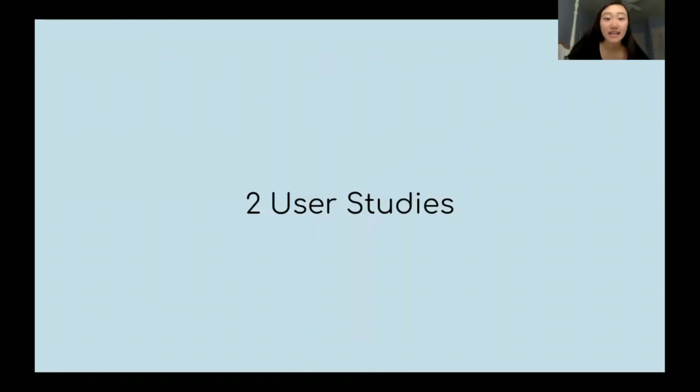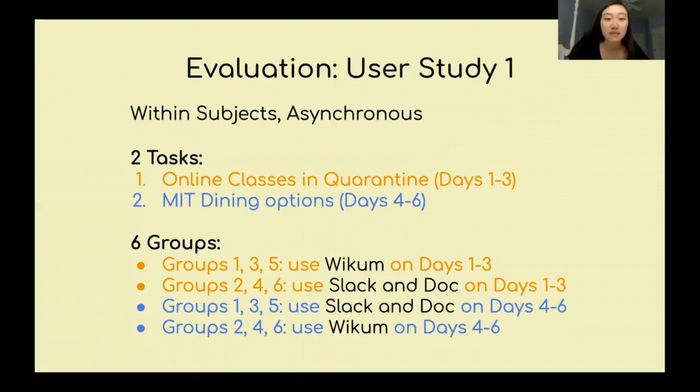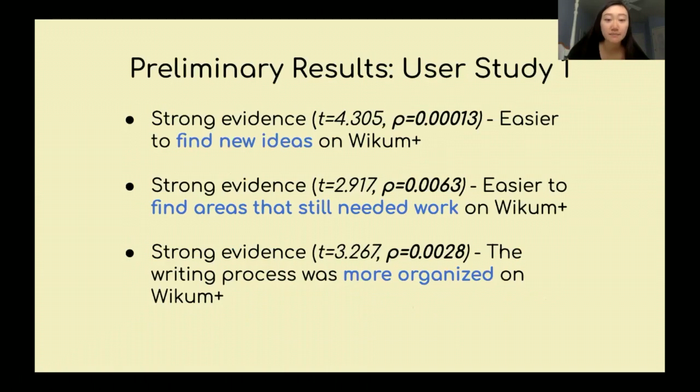In the last 2 weeks, I conducted 2 larger user studies. We first performed a within subjects experiment with 6 groups of 5 to 6 randomly chosen participants in each group, making up a total of 35 users. Each group worked on 2 different proposal tasks asynchronously for 3 days each, one in Wickham and one in Google Docs and Slack, with the order counterbalanced. So by the end of the study, there were a total of 6 Wickham proposals created and 6 Doc proposals created. We gave each user 2 post-study surveys, one right after each condition, and ran paired sample t-tests.